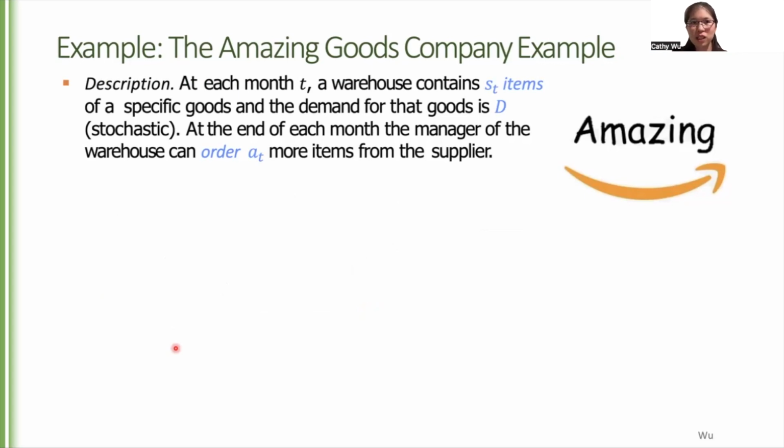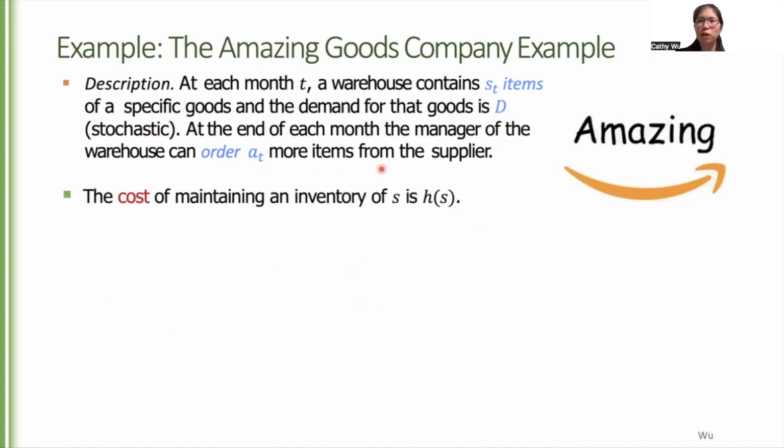At each month T, a warehouse contains S_T items of a specific good, and the demand for that good is D, and this could be random. At the end of each month, the manager of the warehouse can order A_T more items from the supplier. So there are some factors to consider in this problem.